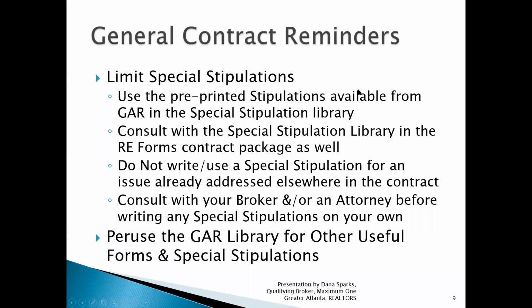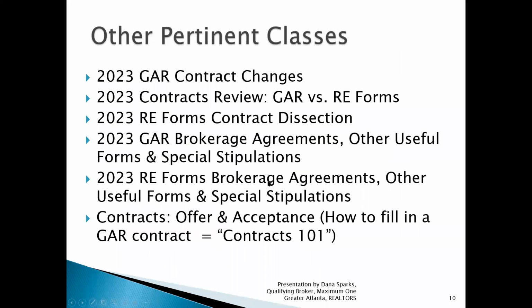Limit your special stipulations. There is a full library of special stips from the Georgia Association of Realtors. Also, you'll want to check with your brokers and any closing attorneys with whom you work. And also, in addition to this class, there is a whole library of other special stips and forms.